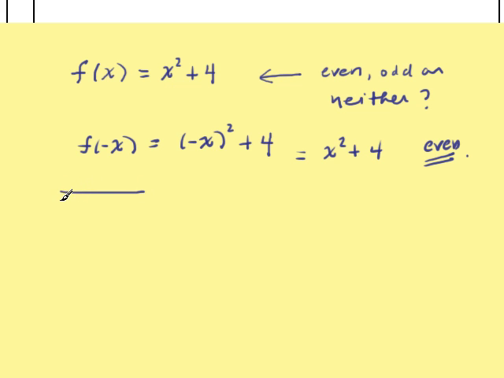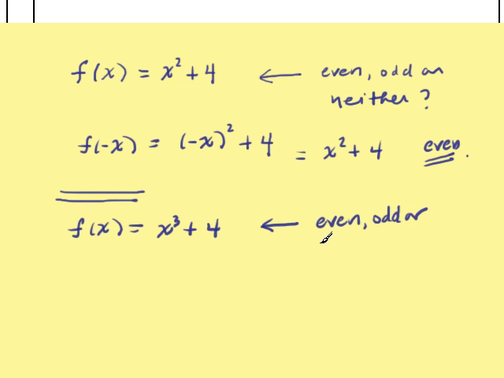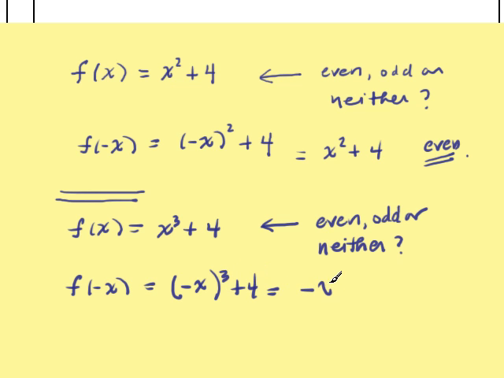All right, let's just look at one more. Let's say we have f of x equal to x cubed plus 4 this time. And again, we want to see even, odd, or neither. All right, so again, f of minus x. And here we have minus x cubed plus 4. So that's minus x cubed plus 4.